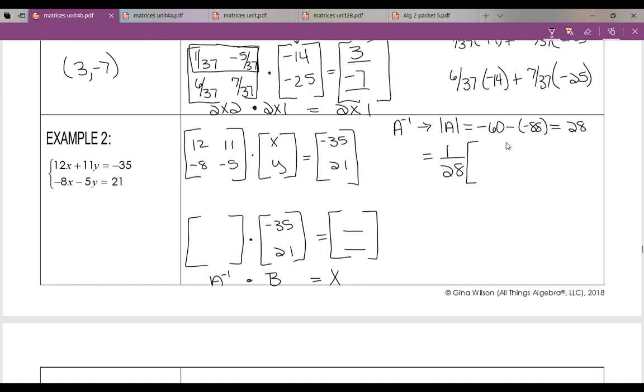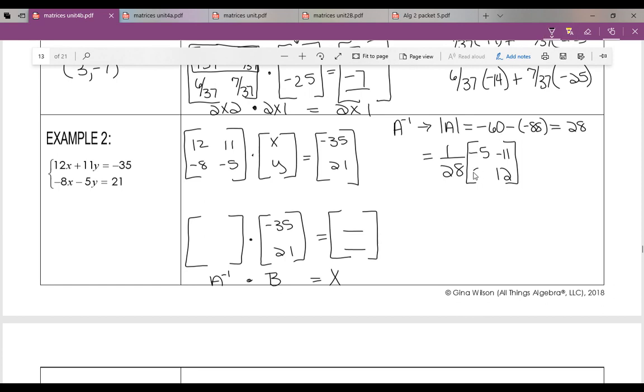I need to rearrange those numbers in that coefficient matrix. So the -5 and the 12 change places. And I change the sign on the 11 and the -8. So now I'm going to distribute 1 over 28, that scalar, into the matrix.